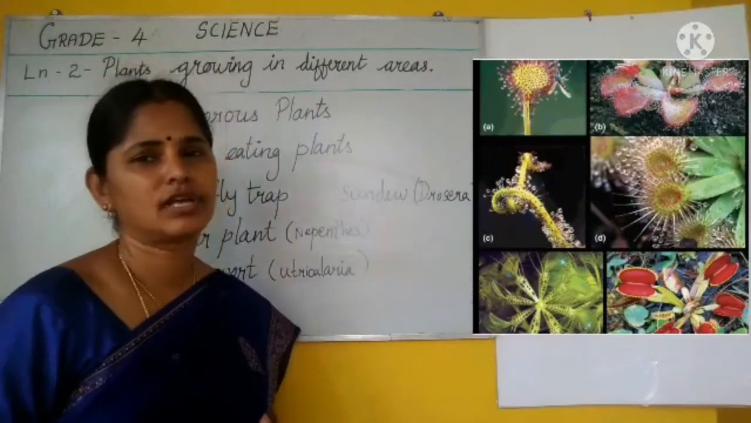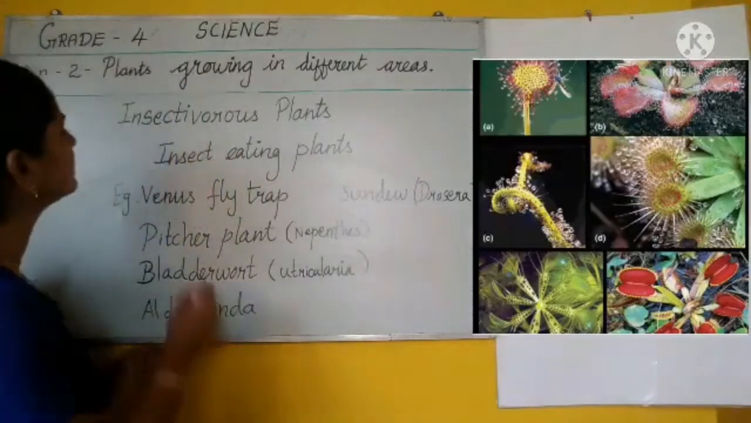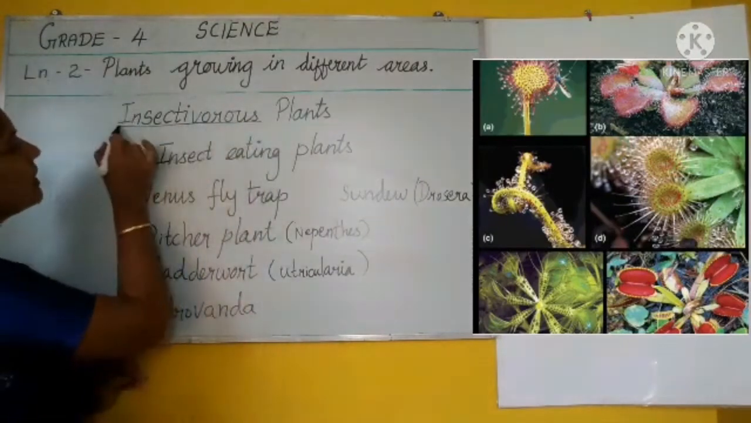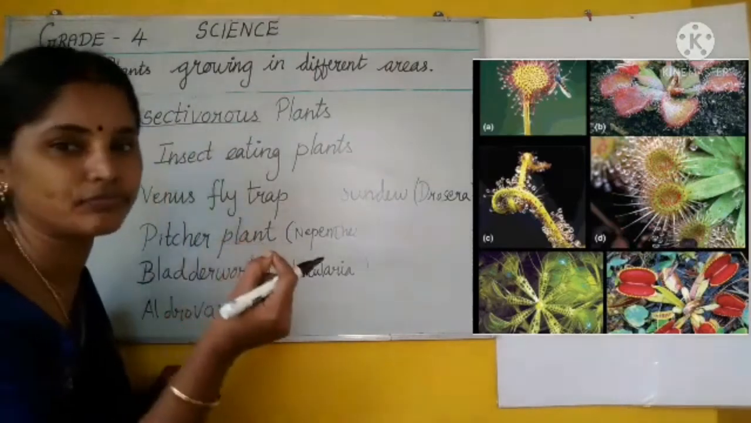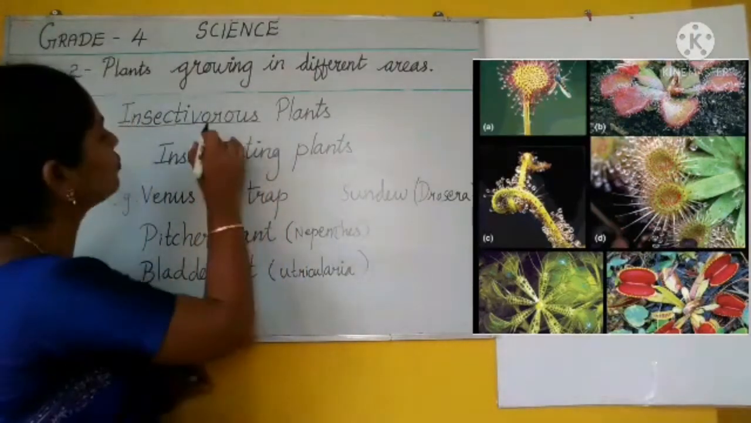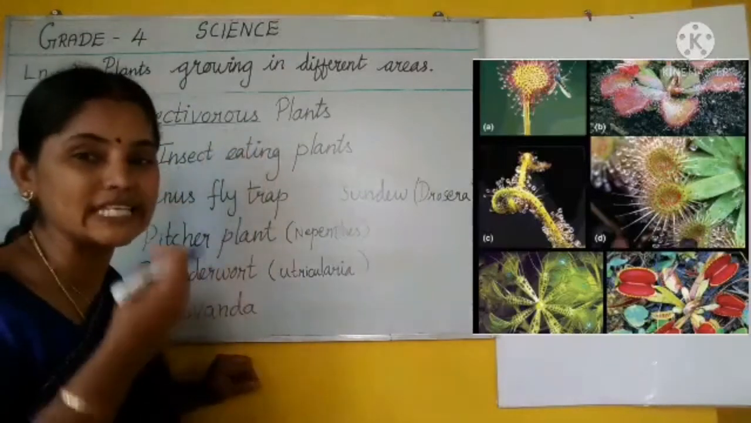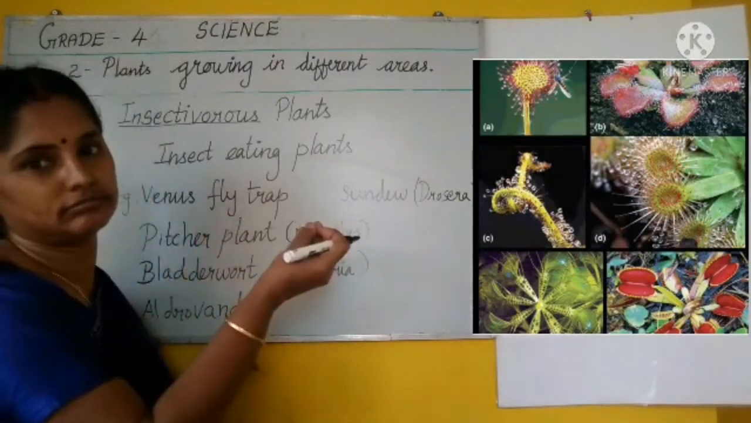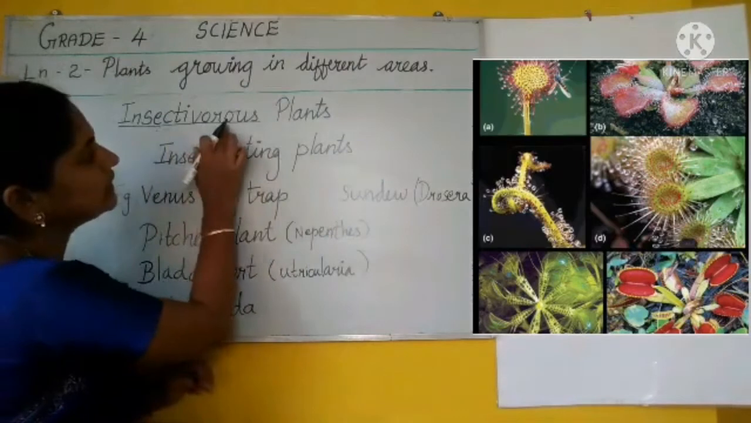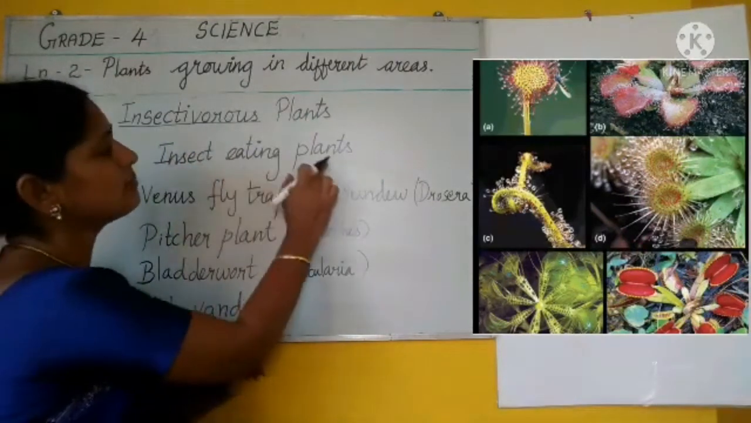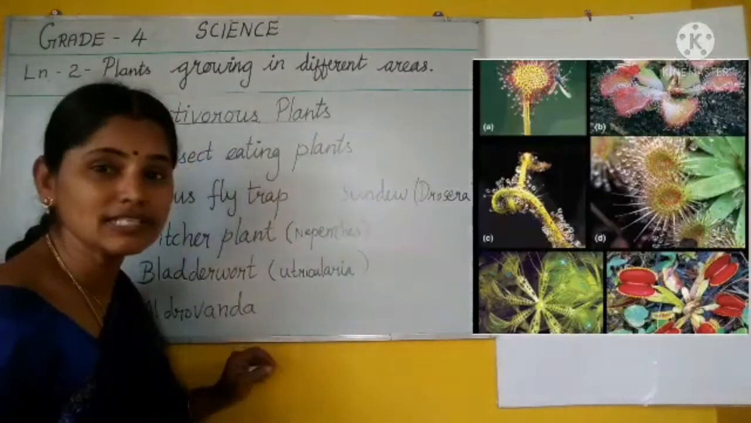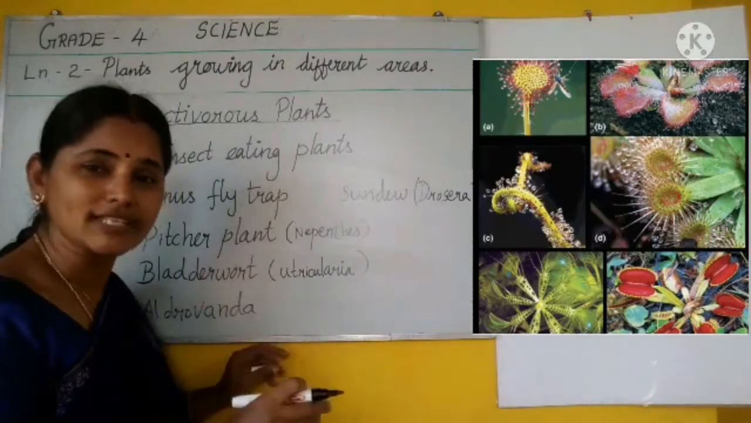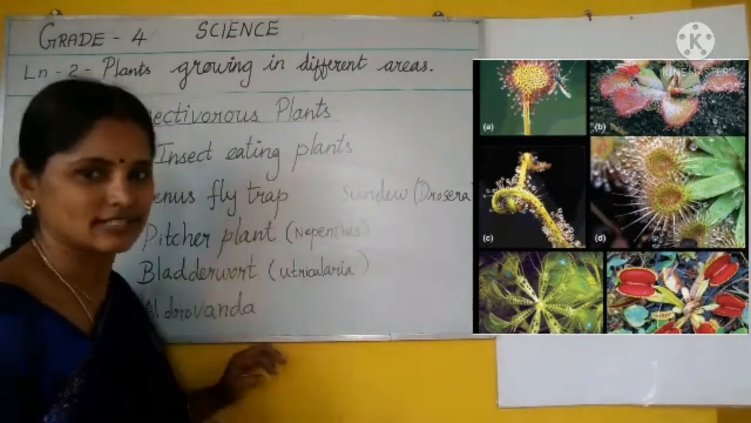Insectivorous plants. See, by seeing the name, insectivorous, we know insect already, isn't it? Insect means poochi. Vorous, V-O-R-O-U-S, means eating. So, insect eating plants. Insectivorous plants means insect eating plants. The name itself says that the plant is eating the insect, isn't it?